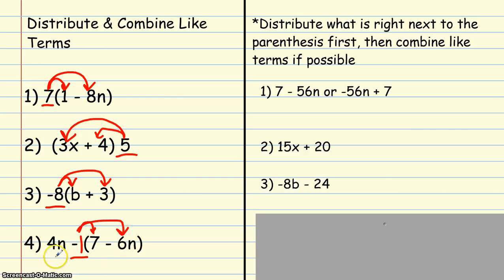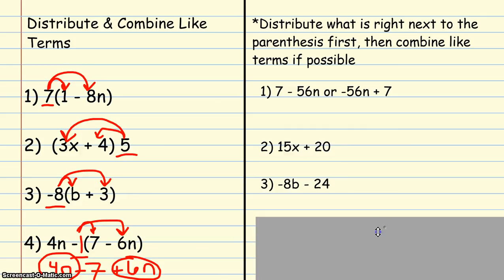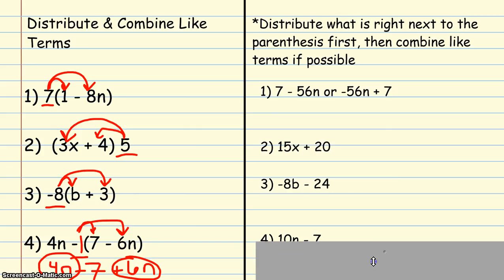The 4n is not getting distributed. That's just going to hang out front. So I'm just going to write 4n. Negative 1 times 7 is negative 7. And negative 1 times negative 6n, a negative times a negative, we know is a positive. So positive 6n. Now that we've distributed, in this case we have some like terms. We have 4n plus 6n. 4n plus 6n is 10n. The minus 7 is just going to come along. It's not a like term, so our final answer is going to be 10n minus 7.